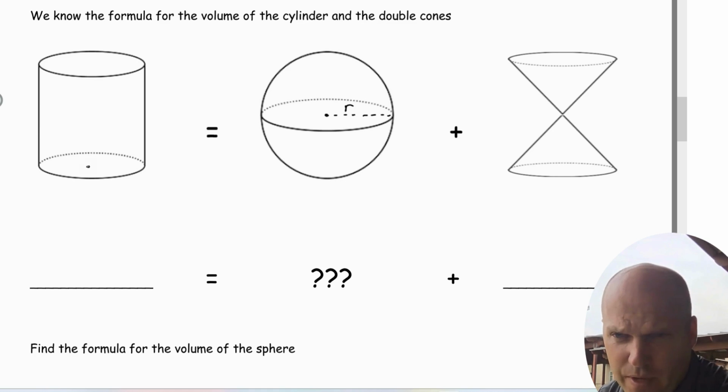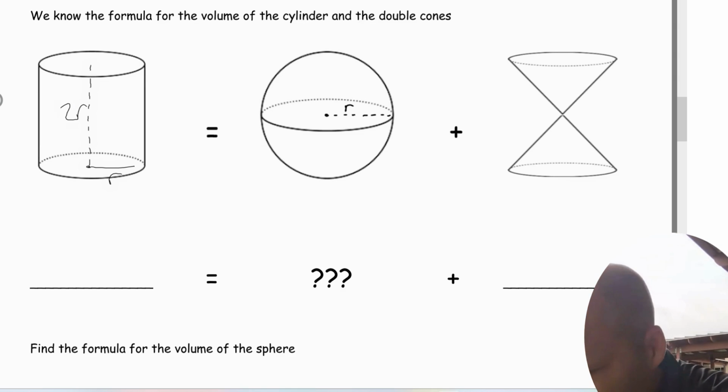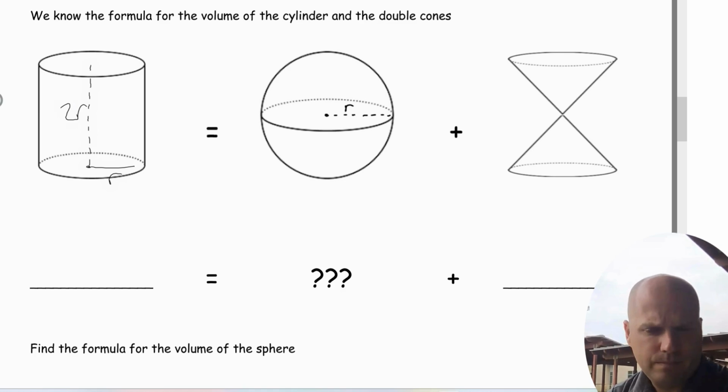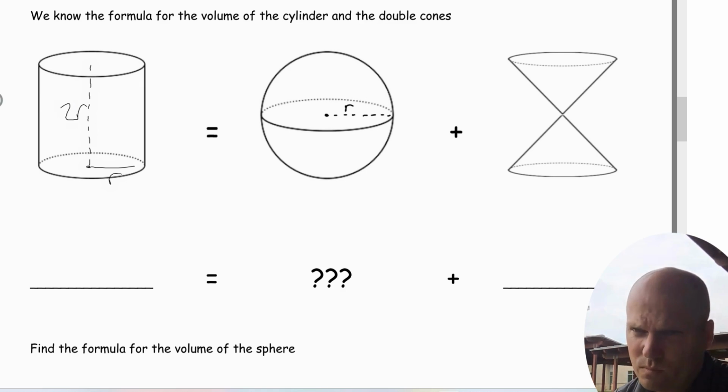So please tell me, what would be the formula of the volume of the cylinder if this is R and this is 2R? And try to simplify it for me. Check with your neighbors, go. Don't be afraid of using letters. It's the area of the base times the height.